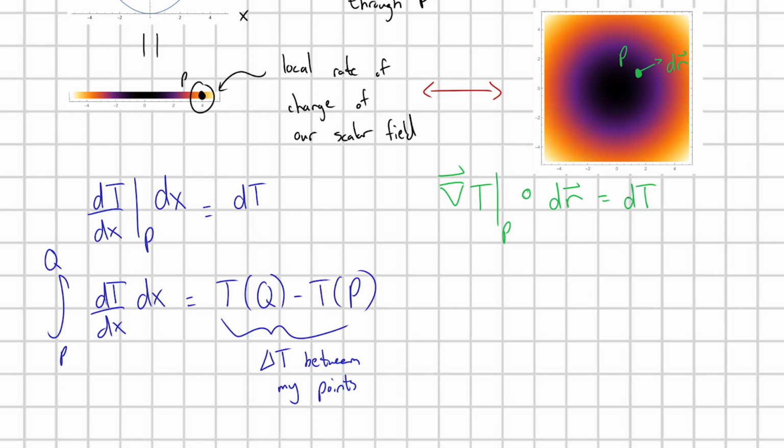That's exactly what we want. We want that exact analogy to the 1D scenario, such that if I were to integrate this between two points, P and Q, I would ultimately get, again, a delta T, T at point Q minus T at point P. That's exactly what we're looking for.